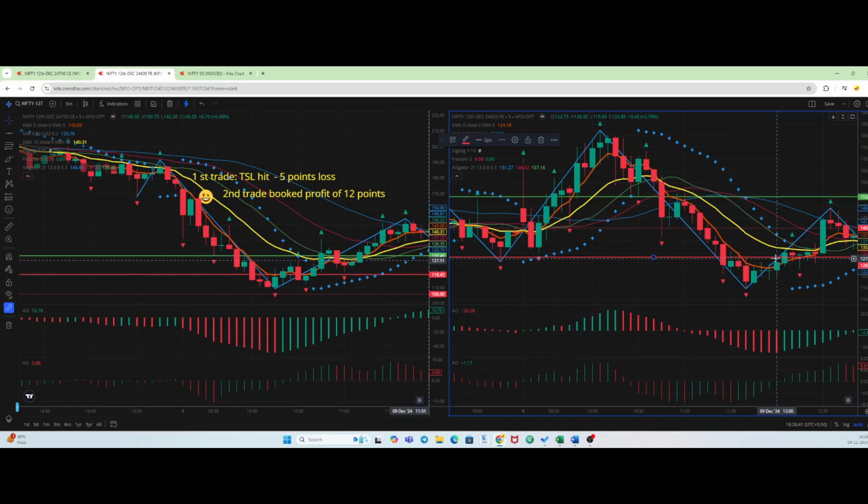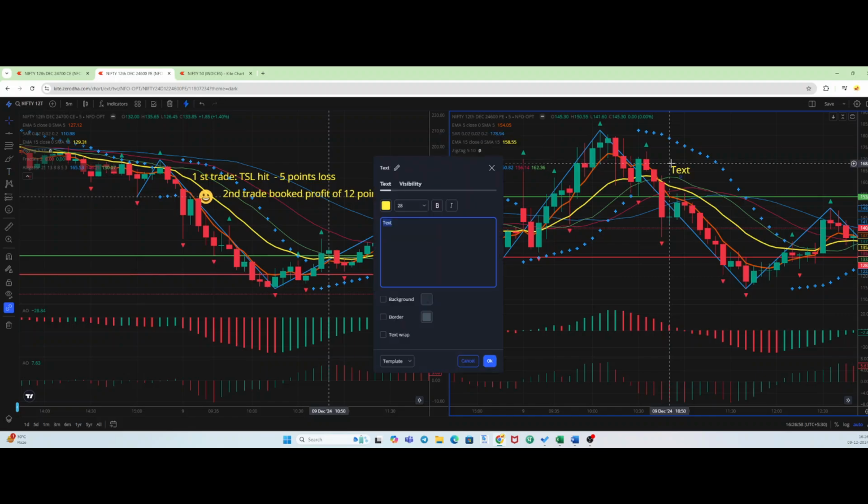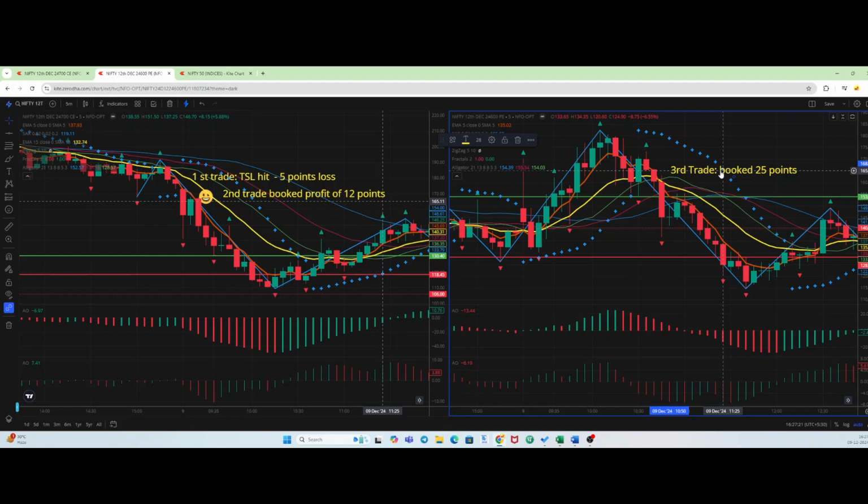I exited at 128. I entered at 153 and exited at 128, that means near about 25 points. Here we booked a solid 25 points. Okay, we booked the third trade, 25 points.